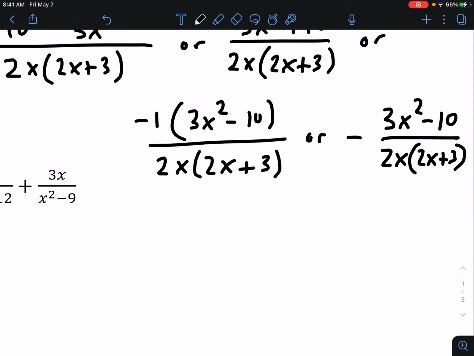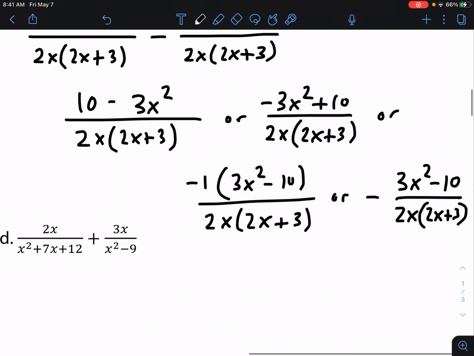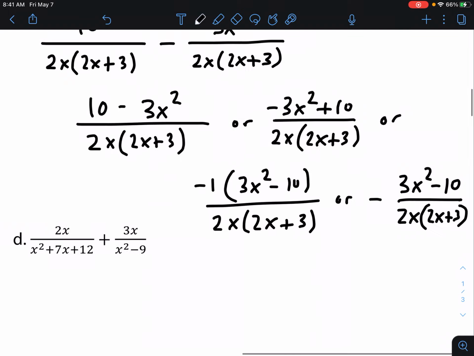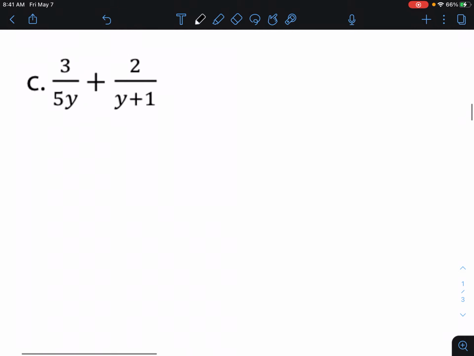Okay, so all 4 of these, 1, 2, 3, 4, are equivalent fractions. And ideally the last one is where we want to be, but if you're at one of the other ones, that's not the end of the world. Okay? All right, so let's see here. C. I see.